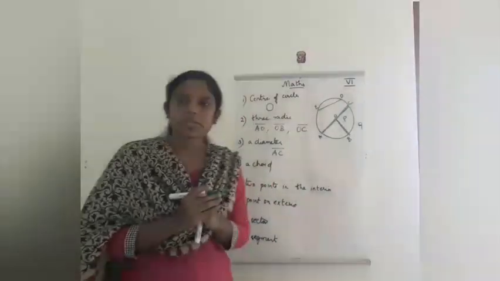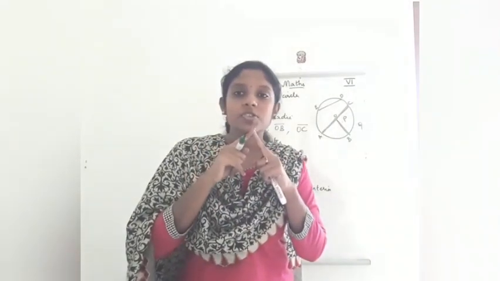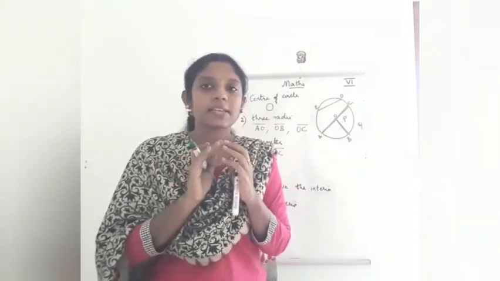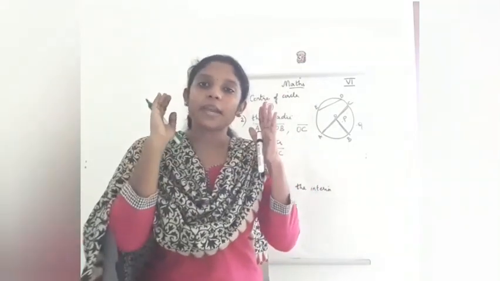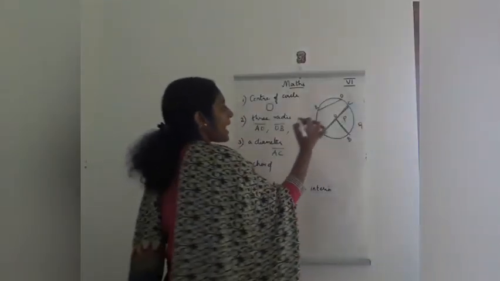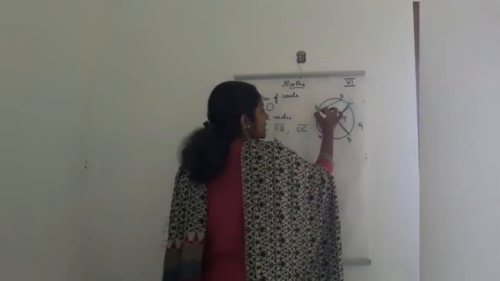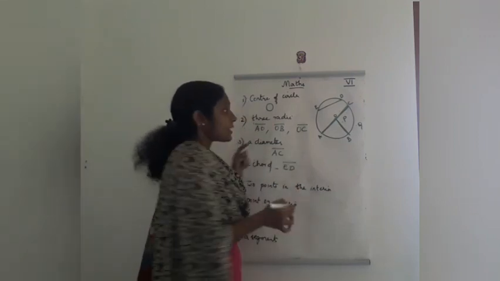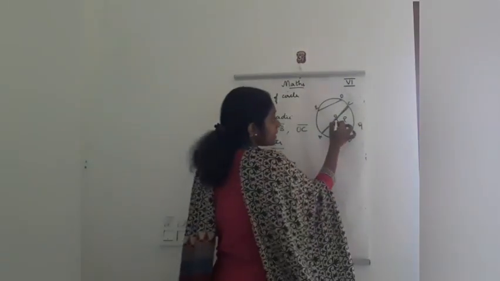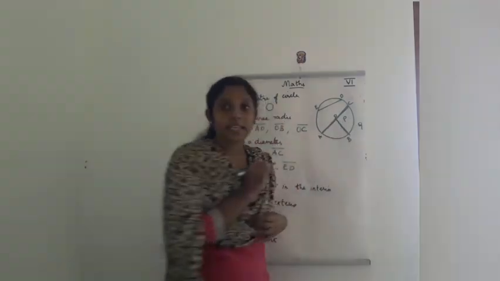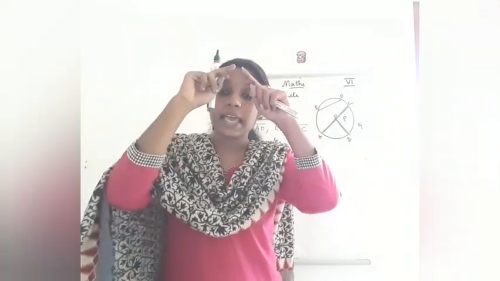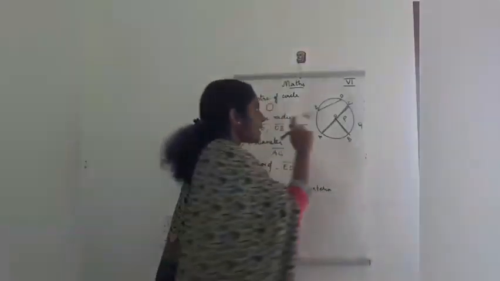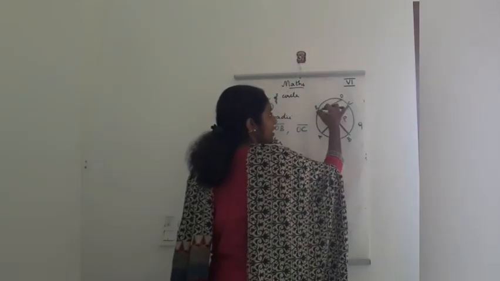A chord. So what is a chord? A chord is a line segment which joins any 2 points on the circle, and need not pass through the center. It need not pass through the center; joining any 2 points is enough. The one joining two points here is ED. ED is a chord. Don't think the center has to be one of the points. A chord joins any 2 points on the circle.